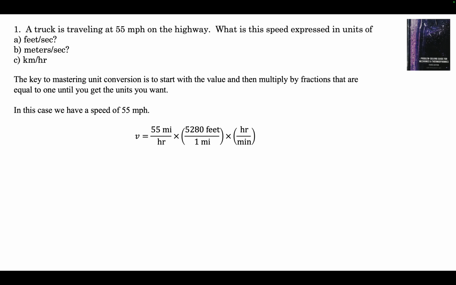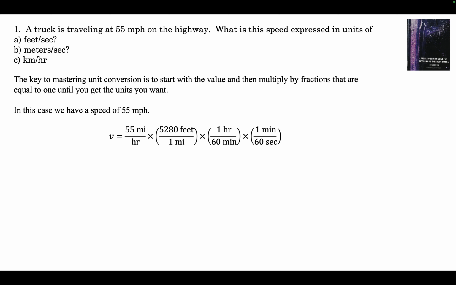Let's go hours to minutes. 1 hour is 60 minutes. Those are the same lengths of time, so that fraction is equal to 1. The hours cancel out, so now our unit is miles per minute. No, it's not. It's feet per minute. So I'm going to get rid of the minutes by putting it in the numerator, and I want seconds in the denominator, so now I have to make that fraction equal to 1. 1 minute is 60 seconds.